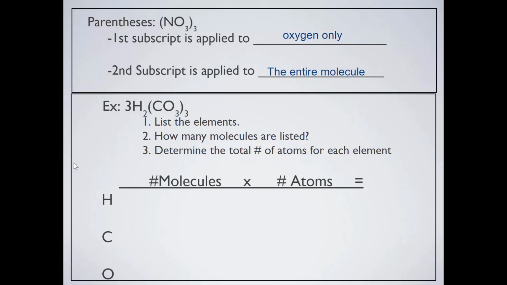All right, let's do this one. Now we got a little bit of a challenge. So how many molecules of this thing are there? 3. I look at the coefficient. How many hydrogen atoms? What's the subscript? 2. So how many total hydrogens? 6. 3 times 2 is 6. What, this 3, what's it go with? Only what's in parentheses.